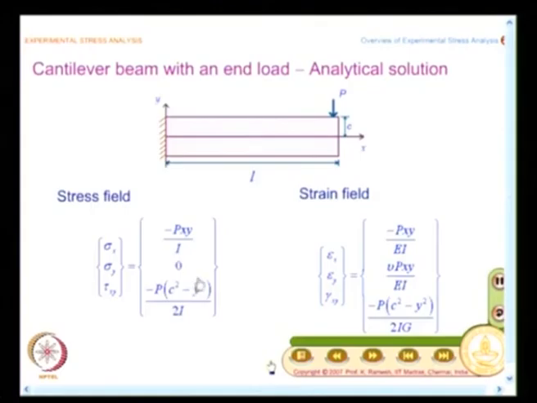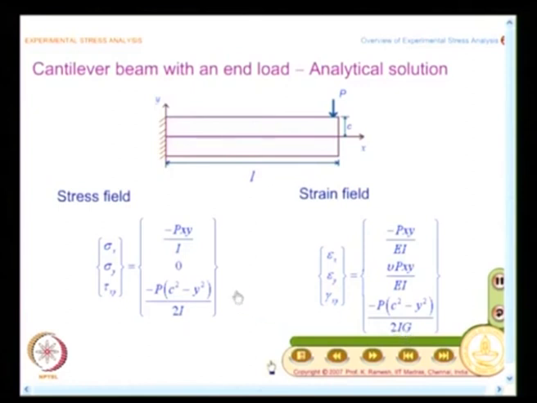What you may not have done is, you may not have calculated the strains, and the strain field looks like this. I have epsilon x equals minus P x y divided by E I, epsilon y is nu times P x y divided by E I, and gamma xy is minus P times c squared minus y squared divided by 2 I G.